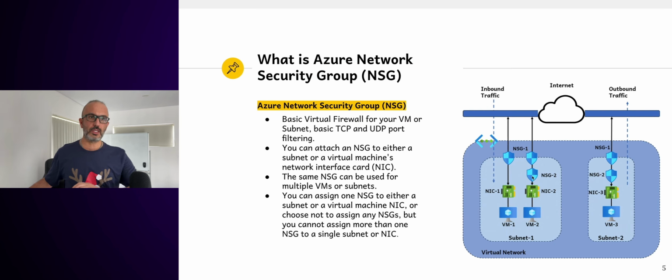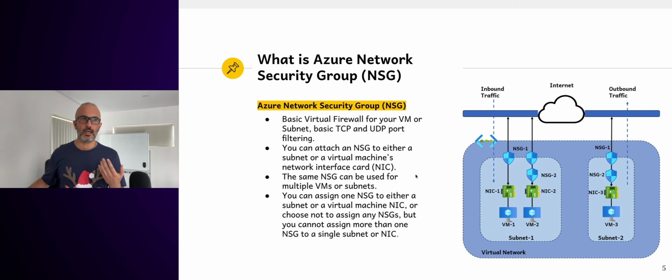So in this case, we've got another network security group, which is NSG2. We have associated NSG2 with the network interface card of VM2 and VM3. So now whatever security rule within NSG2 would only be applied to VM2 and VM3 and not VM1, because it is associated with those network interface cards.